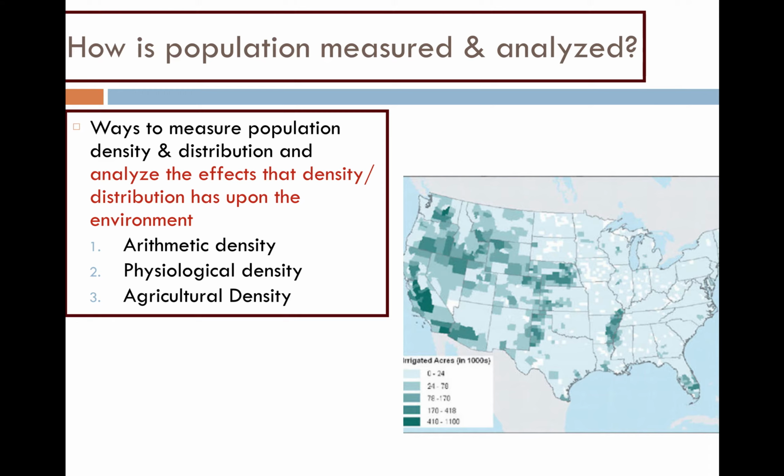So here's where we see those two concepts of density and distribution actually being applied to real content of population. There are three different ways: arithmetic density, physiological density, and agricultural density. First things first, please write arithmetic on the left and population on the right, because arithmetic density is the same thing as saying population density, where you're simply figuring out how many people live in a given space.